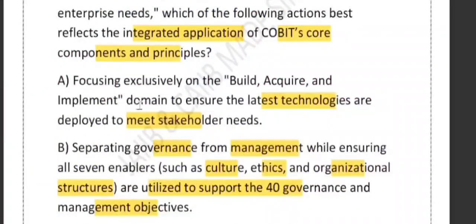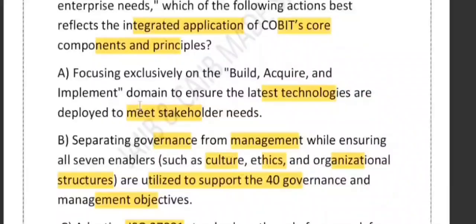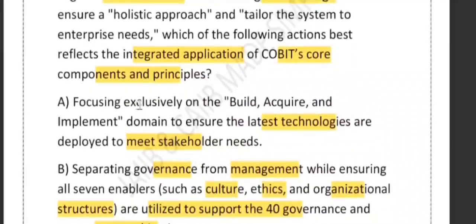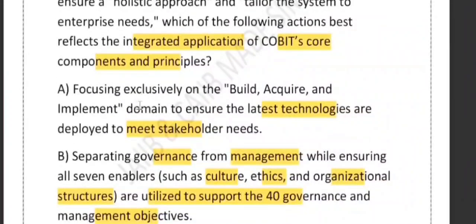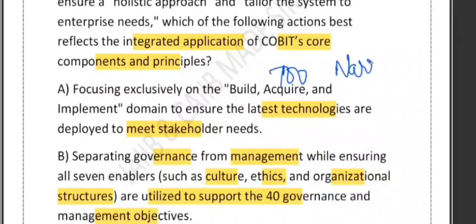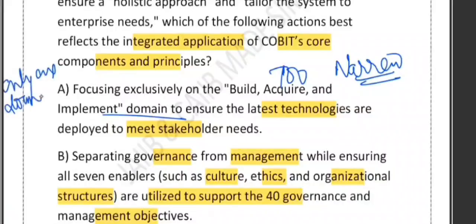So friends, now let's look at the options they have provided. Please understand, these are the basic concepts. Option A is the build, acquire and implement domain. Actually, it is too narrow. It covers only one domain, not holistic. So option A is wrong.